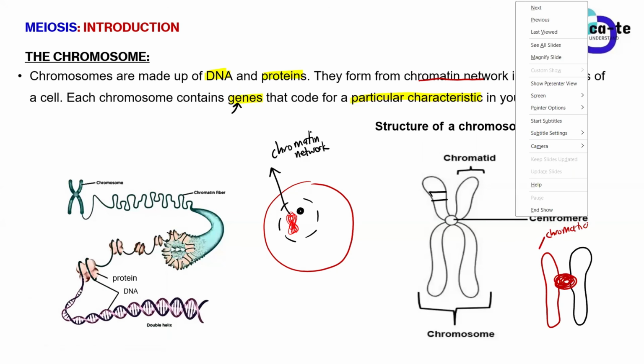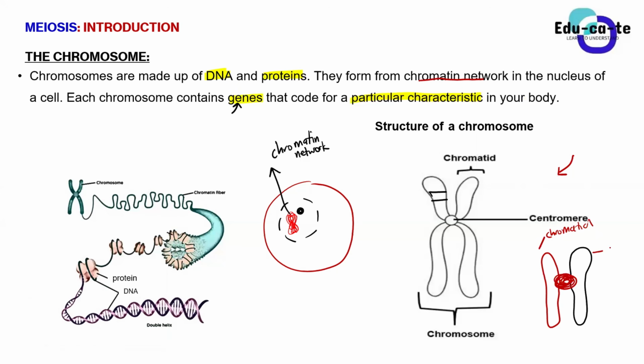This is a chromatid. And this is also another chromatid. And these two chromatids, they are joined by what? By a centromere. So whenever you are labeling the structure of a chromosome, all you need to know is the chromatid, to say that it is just this one individual part. That's your chromatid.